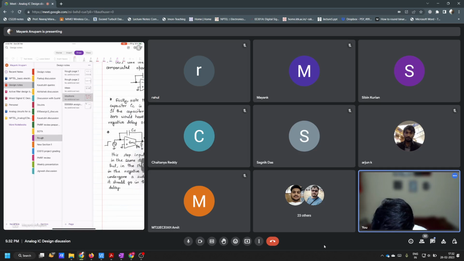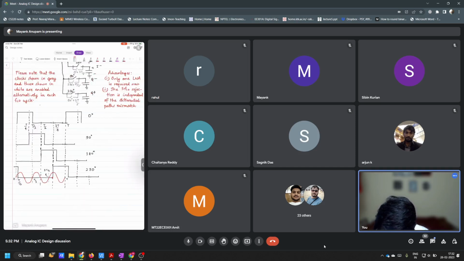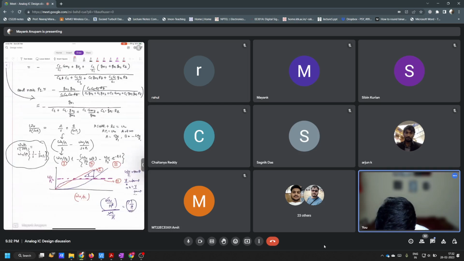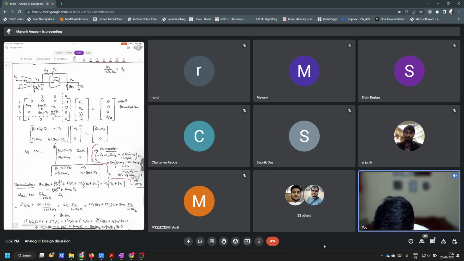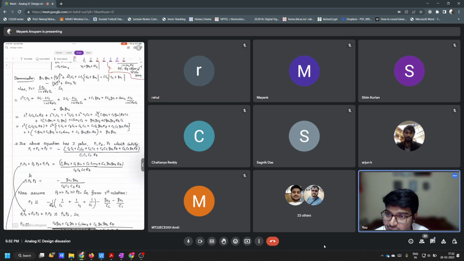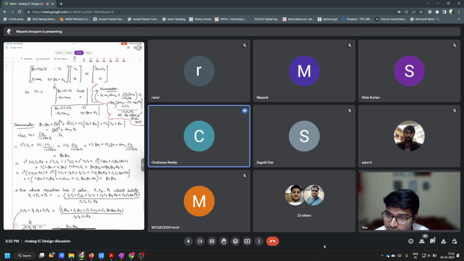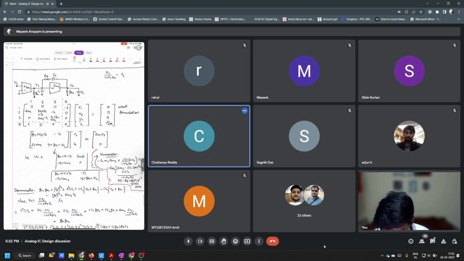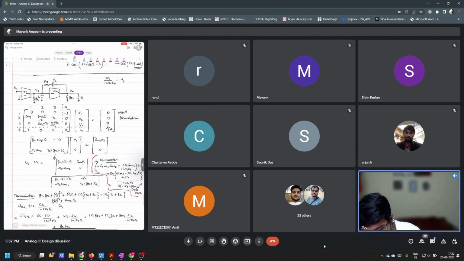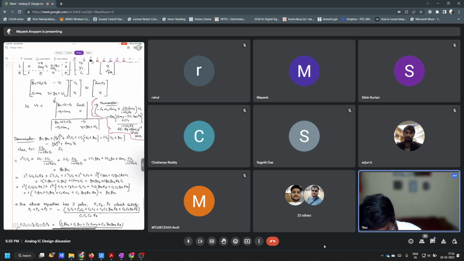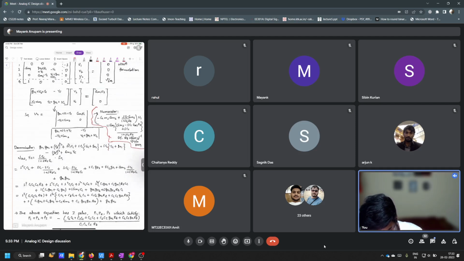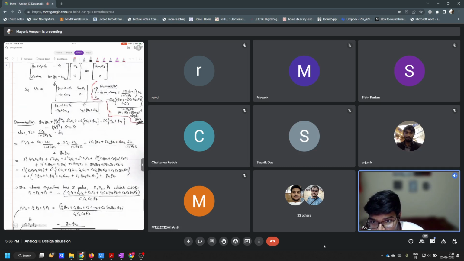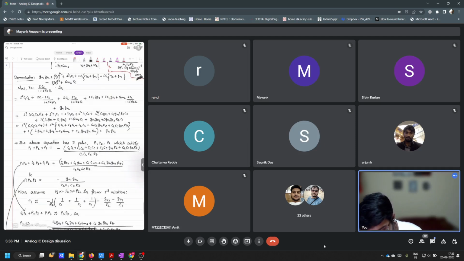Yeah, so is this visible? It's visible. Fine. So this is the system, and this is the condition here. When you make sure that RZ is equal to 1 over GM2, then you do not get any zero. And the denominator came out to be this one. This is the denominator.